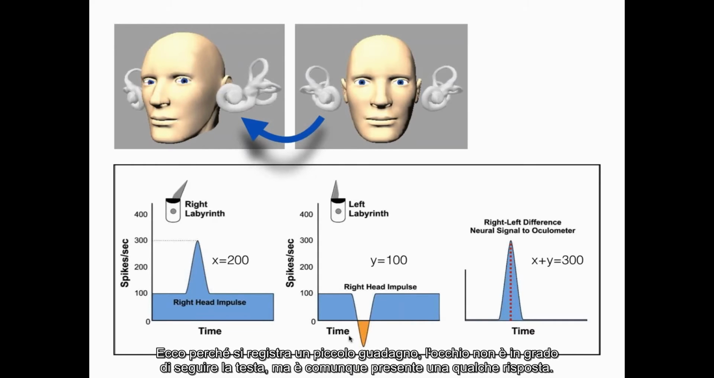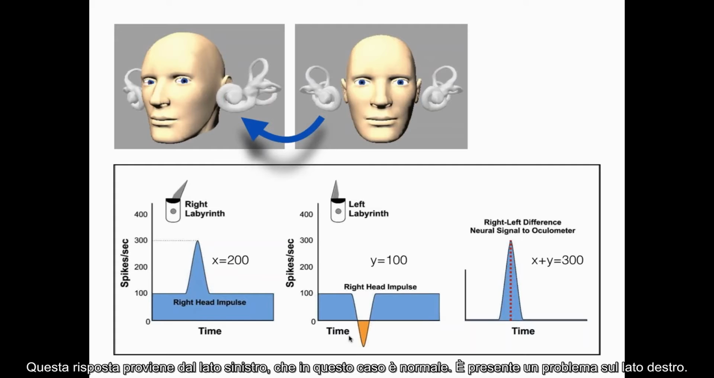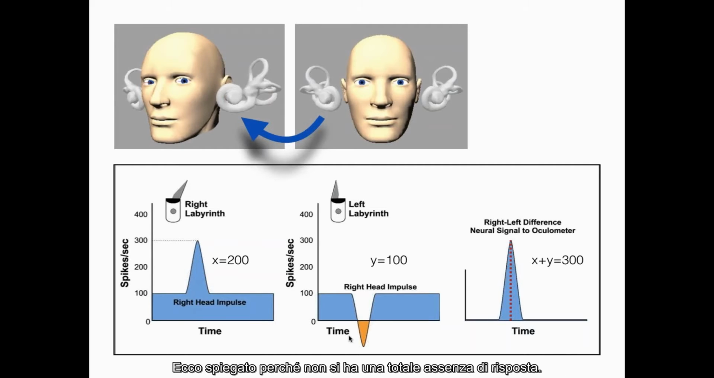And that's why you have a low gain. The eye cannot follow the head, but you still have some response. And the response here comes from the left side, which, in this example, is normal, but the right side is damaged. So that's why you have no response at all.